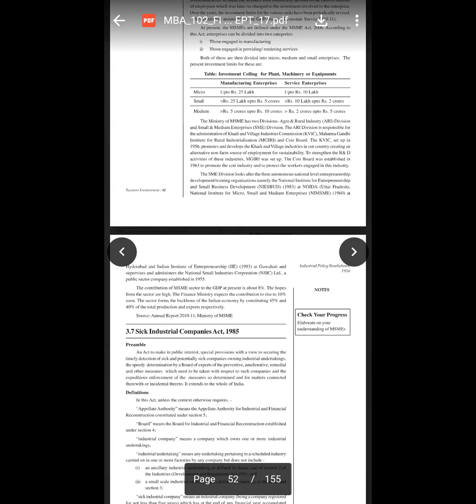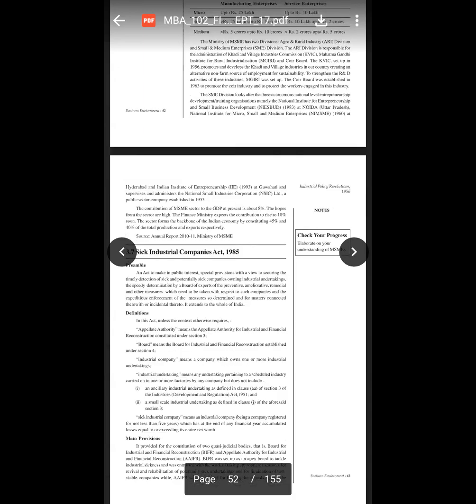Now you can see the national level employment development training organizations, mainly the National Institute of Entrepreneurship and Small Business Development, established in 1983 at Noida, the National Institute for Micro, Small and Medium Enterprises at Hyderabad, and the Indian Institute of Entrepreneurship in the year 1993 at Guwahati, which administer the National Small Industries Corporation. NSIC Limited, a public sector company, was established in the year 1955. So these are all companies which have been established to provide employment opportunities for the people living in rural areas. Okay, so the rural people also get a big benefit from this MSME.